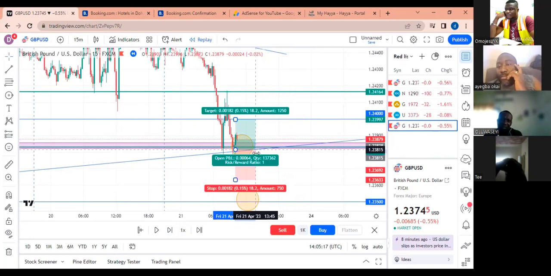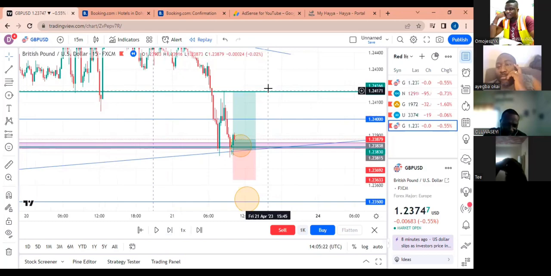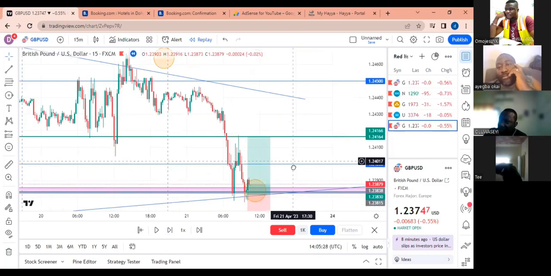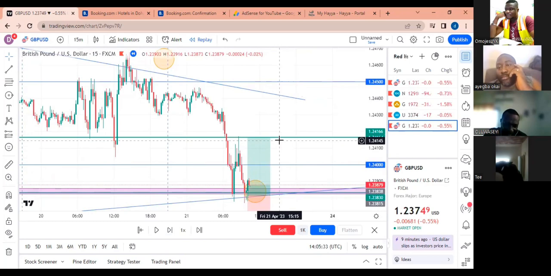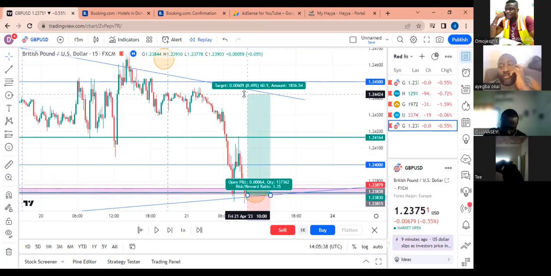My first TP will be at this particular point, at the high of the week, while the second one will be here. So from here, I'll take 50% of my profit. The second one will be here. So from here, I'll take 50% at TP1.